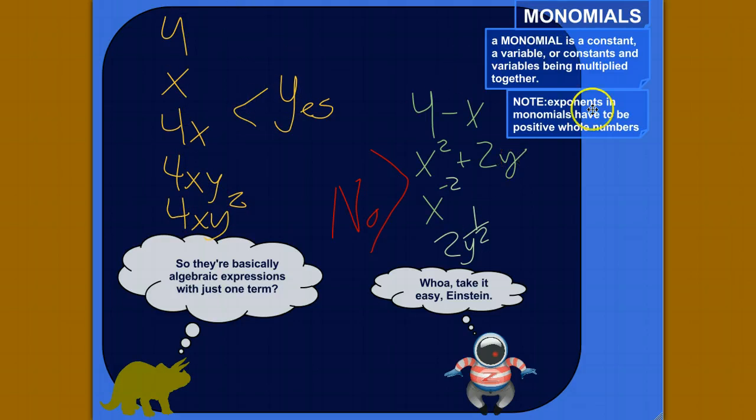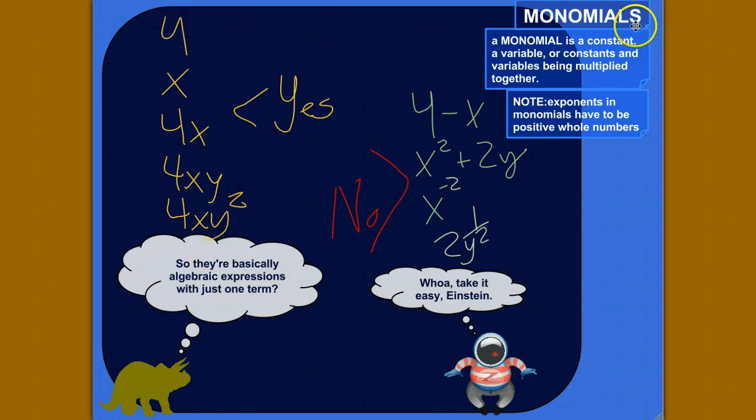So, on a little side note here, by the way, the exponents in monomials have to be positive whole numbers. So here we have an exponent 2, that's fine. 1/2 is not fine because that's not a whole number. That's a fraction. So yeah, let's just go down the list real quick.